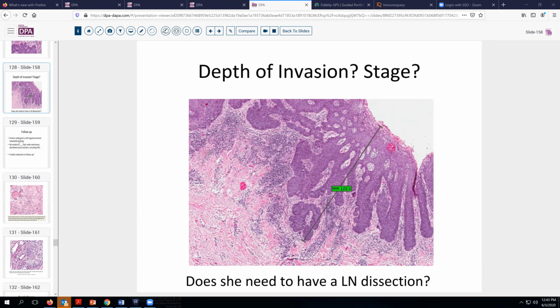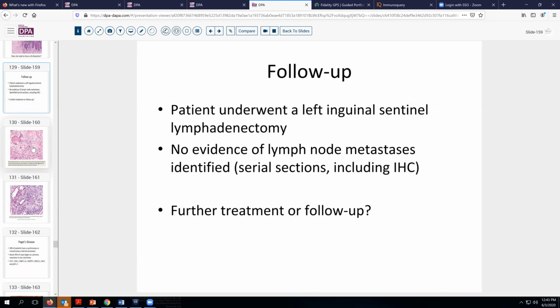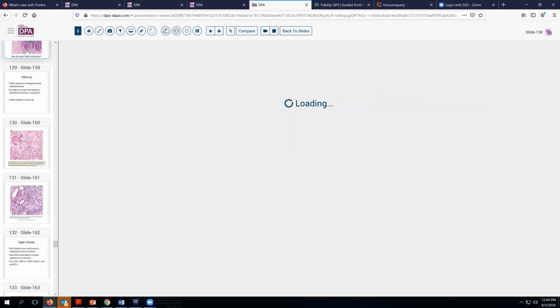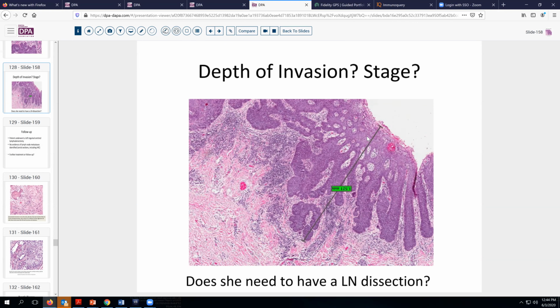So the follow-up in her case was that she did have a sentinel lymphadenectomy and no evidence of metastasis. But I think if we had been a little wiser and a little more astute, measured not from the surface here, but from a more reasonable superficial papilla, recognizing that she might have fallen just under 1 millimeter, we would have avoided that follow-up.